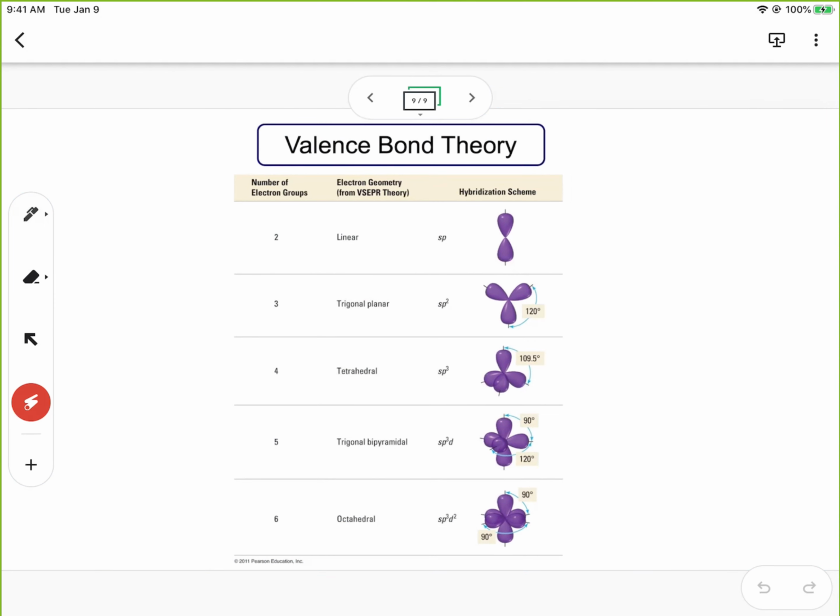Well, how do we identify? This table essentially tells us how we identify the hybridization of a central atom. Well, you take a look at the number of electron groups. 2 means sp hybridization. 3 electron groups means sp2 hybridization. 4 electron groups, sp3. 5, sp3d. 6, sp3d2.